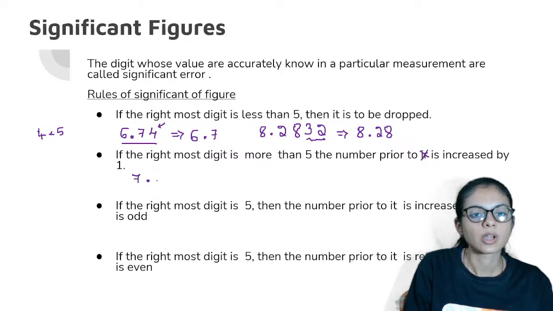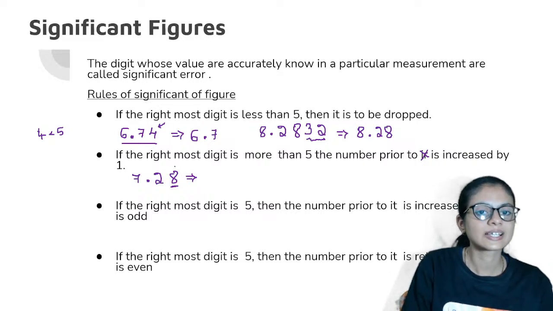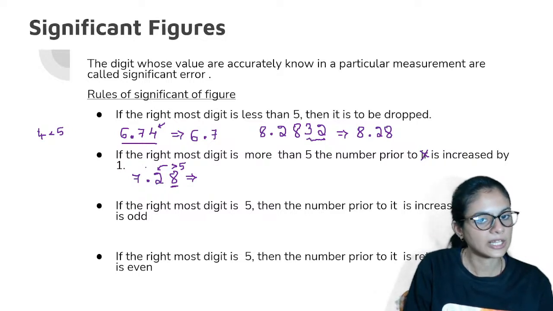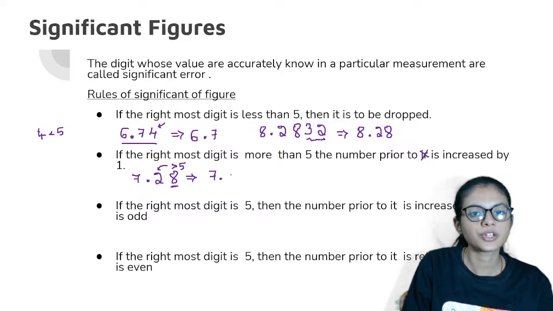7.28. Now, this rightmost number 8 is not smaller than 5. It is greater than 5, right? So, at this time, how should I convert it? If the rightmost number is greater than 5, then you have to add 1 to the prior number. Clear? Then what will be the answer here? It will be 7.3. Okay, let's consider another example over here.